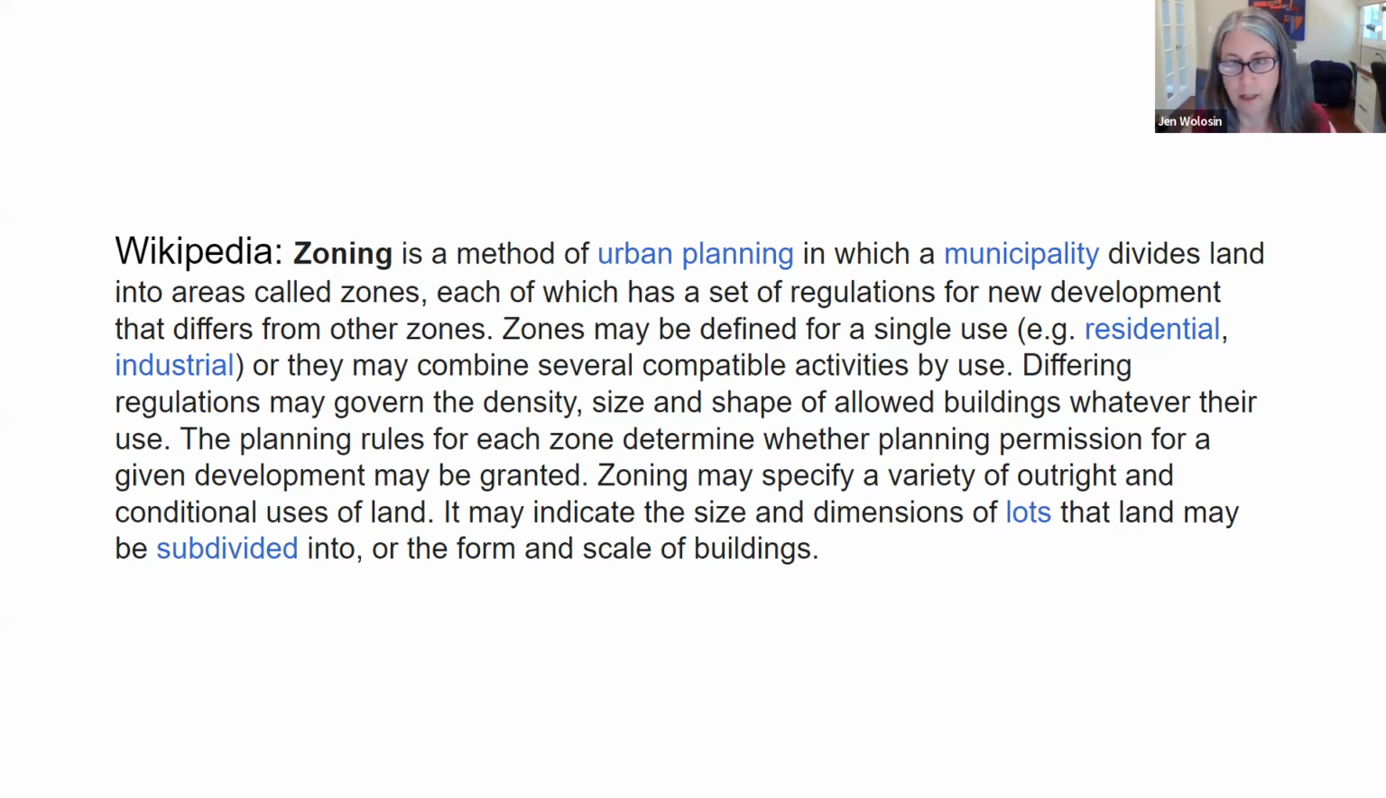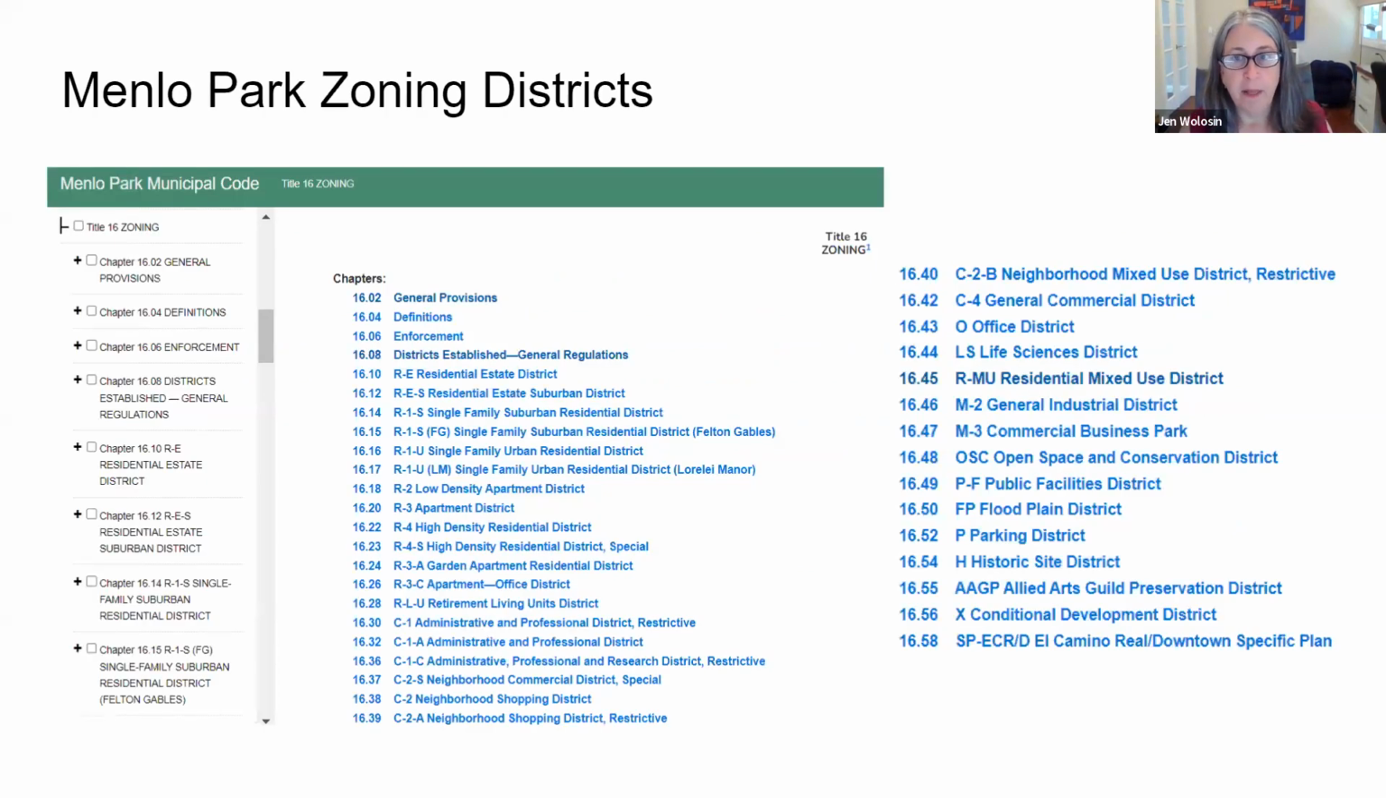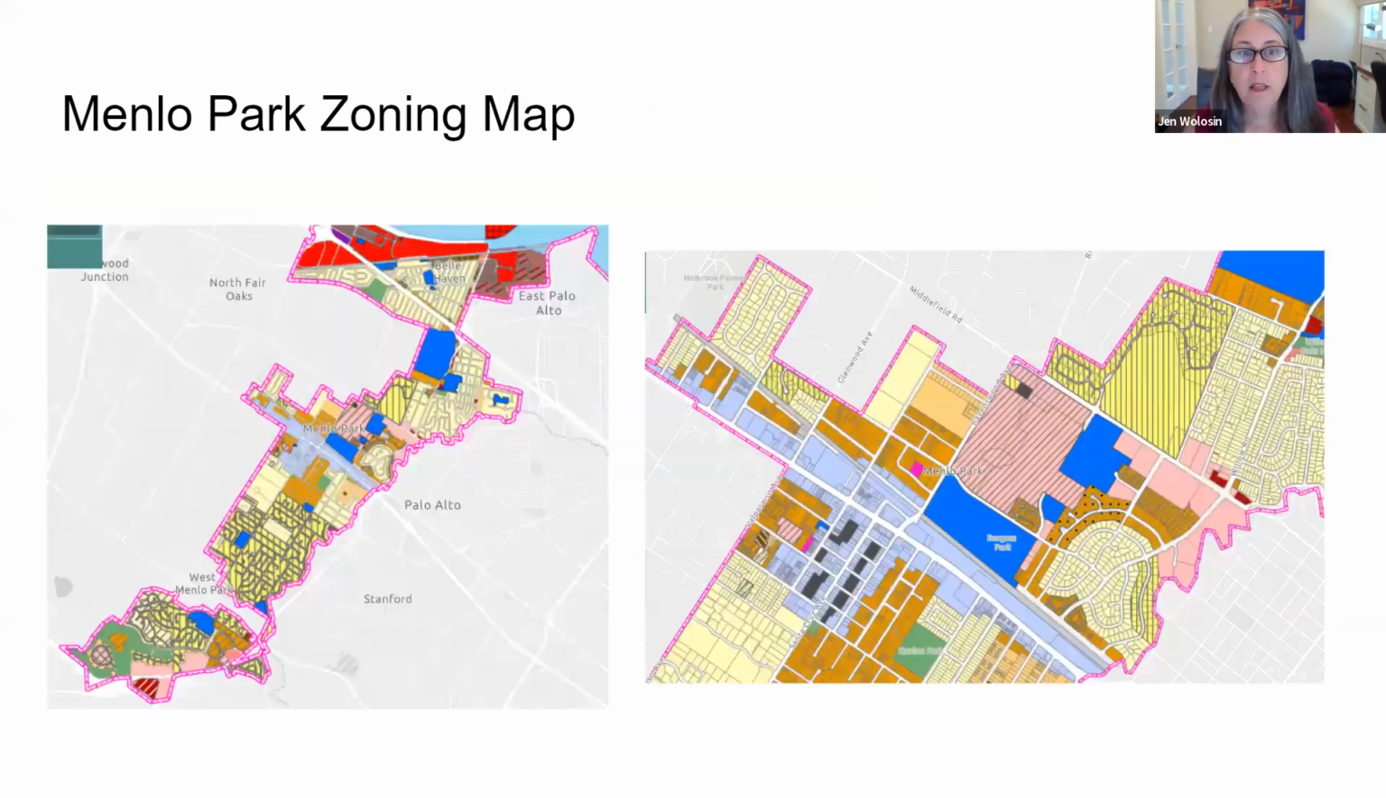So we're going to be talking a lot about zoning right now. In Menlo Park, we have dozens of zoning districts. You may live in a residential zoning district like an R1, or you may live in an apartment zoning district like R3. We have a lot of different commercial zoning districts. We have zoning districts for different areas of the city. This is a map on the left of the Menlo Park zoning map. Each of the different colors represents a different one of those zoning districts.